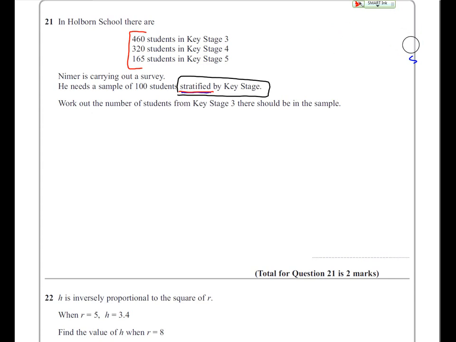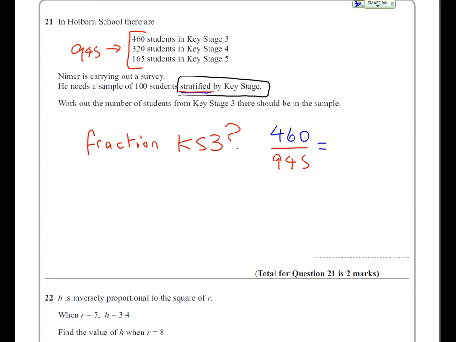Our task is to work out the number of students from Key Stage 3 that needs to be. So we don't even need to figure out all the numbers for each year group. If there's 100 students we want, we need to know, well, how many are in the total population? So we do 460 plus 320 plus 165 on our calculators, and we get that there's 945 students in total. We want to know what fraction are Key Stage 3. So it's out of 945, that's the whole school, and the number of students that are Key Stage 3 is 460. If we work that out on our calculator, 460 divided by 945, we get a decimal of 0.48 or 0.49 to 2 decimal places.